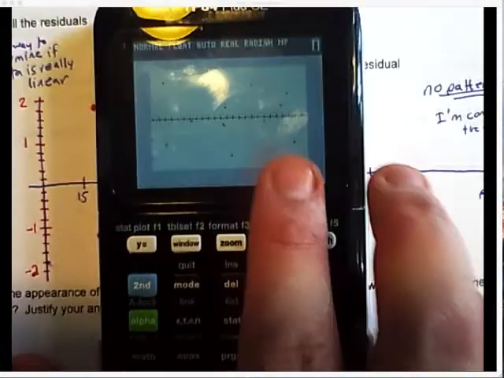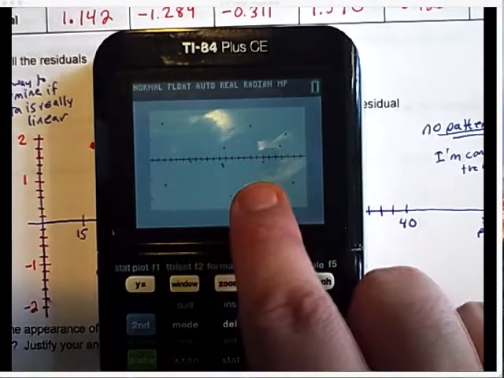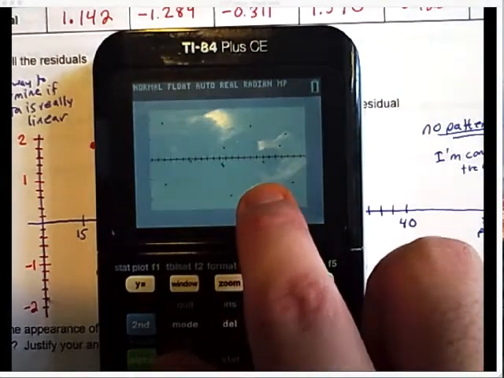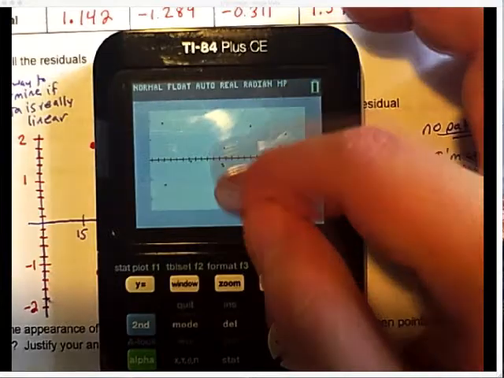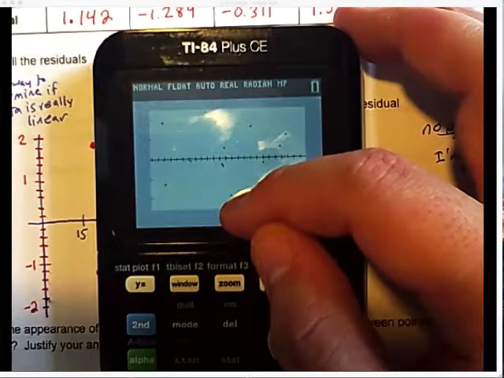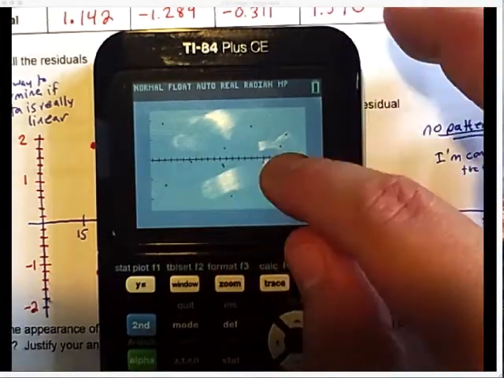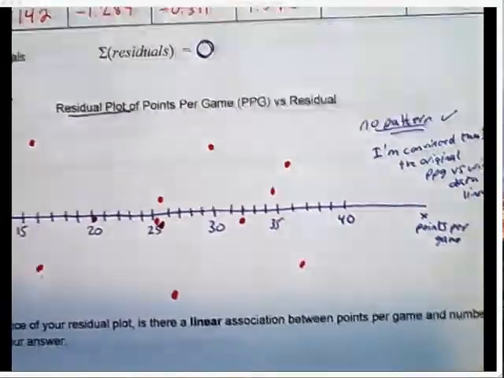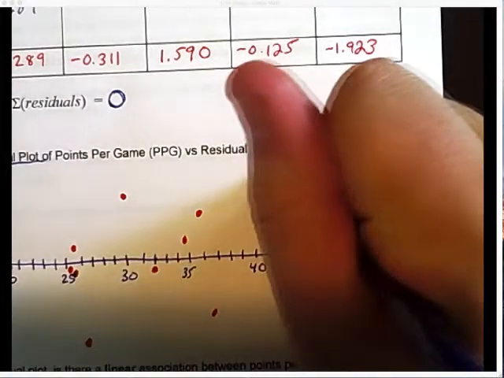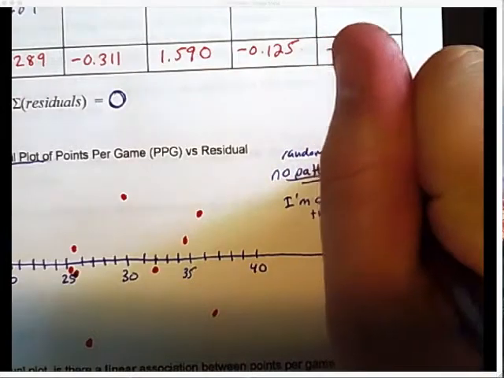Again, what we're looking for in a residual plot is no pattern. Okay, we want some above, we want some below. And we want to see random scatter. That's what we're looking for. We're looking for no pattern and we're looking for random scatter.